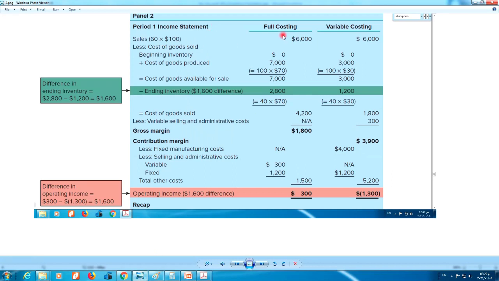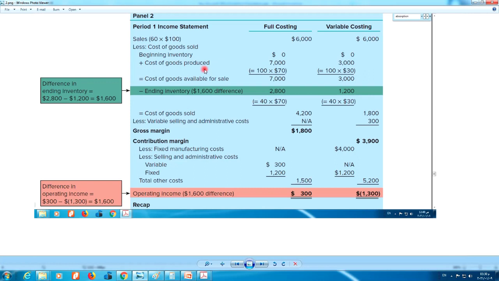The income statement under absorption or full costing, compared to the income statement under variable costing. We start with the calculation of sales or revenue. The selling price per unit, 100, multiplied by 60 units in both income statements. The amount is the same, 6,000, less cost of goods sold. Here we calculate cost of goods sold as a residual value. Start with beginning inventory plus cost of goods manufactured minus ending inventory to reach the cost of goods sold. Beginning inventory will be 0.